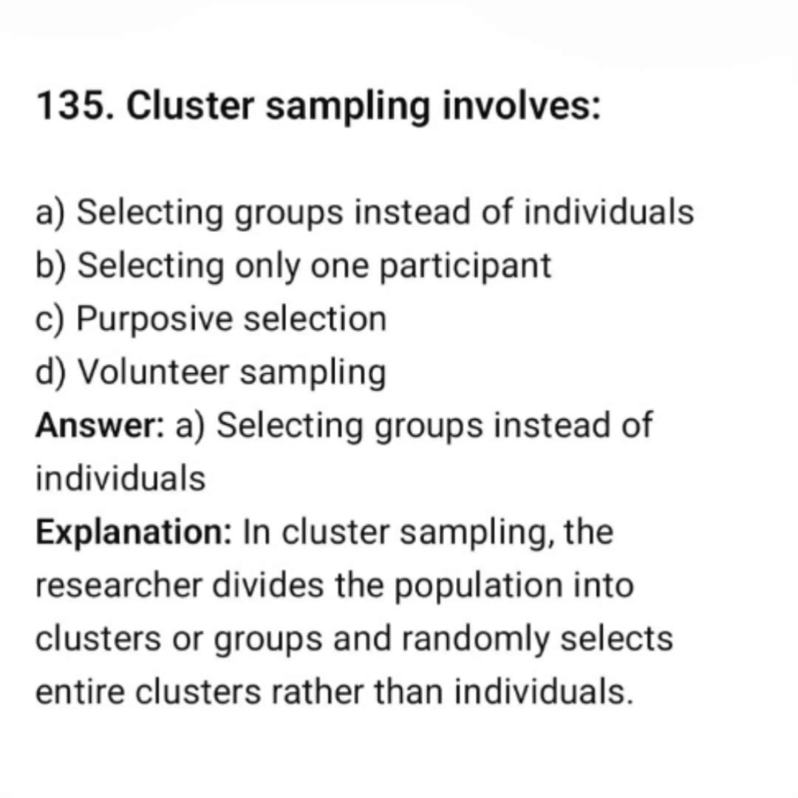Cluster sampling involves selecting group instead of individual, selecting only one participant, purposive selection, volunteer sampling. The correct answer is option A, selecting group instead of individual. In cluster sampling, the researchers divide the population into clusters or groups and randomly select entire clusters rather than individuals.